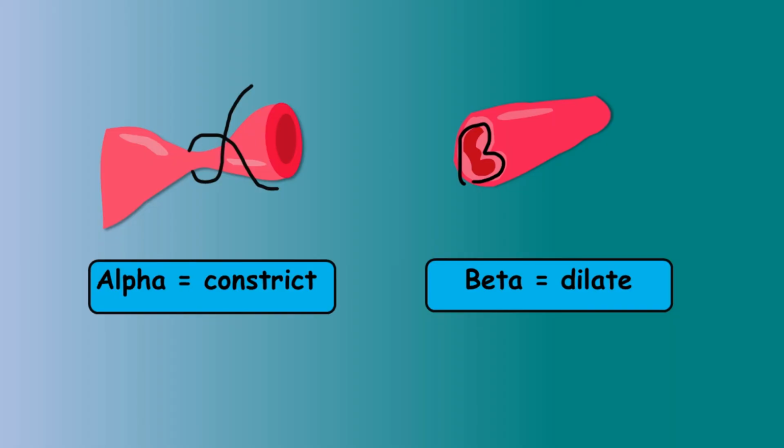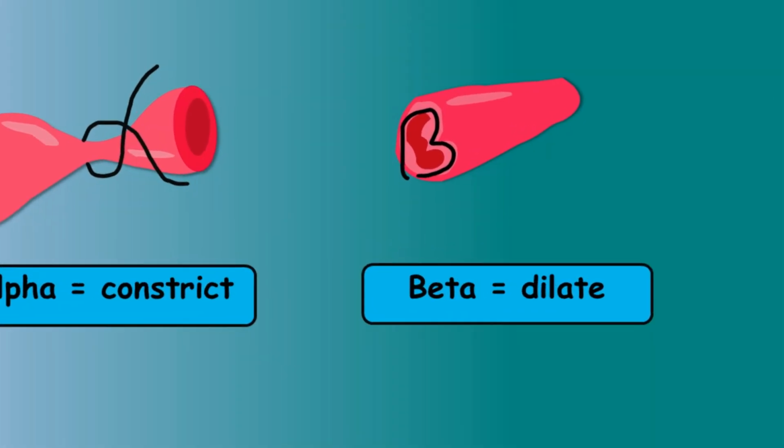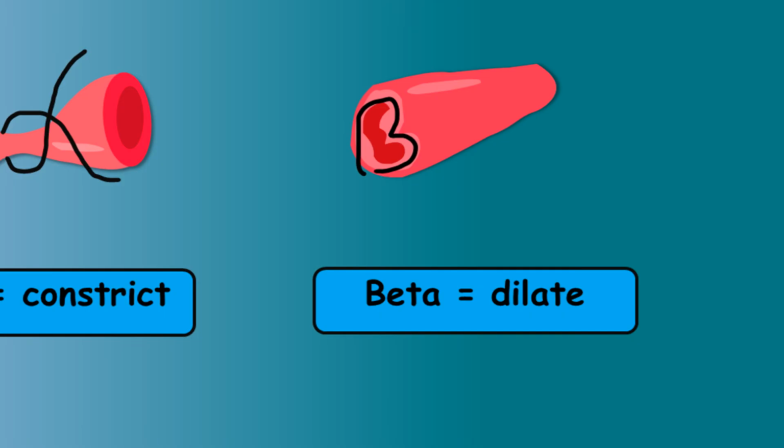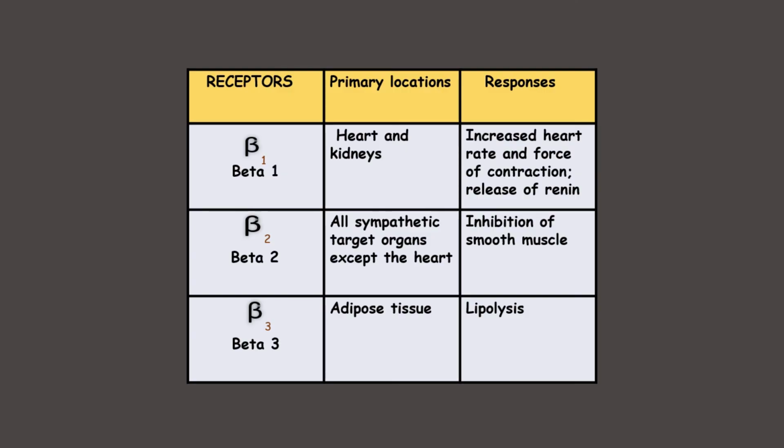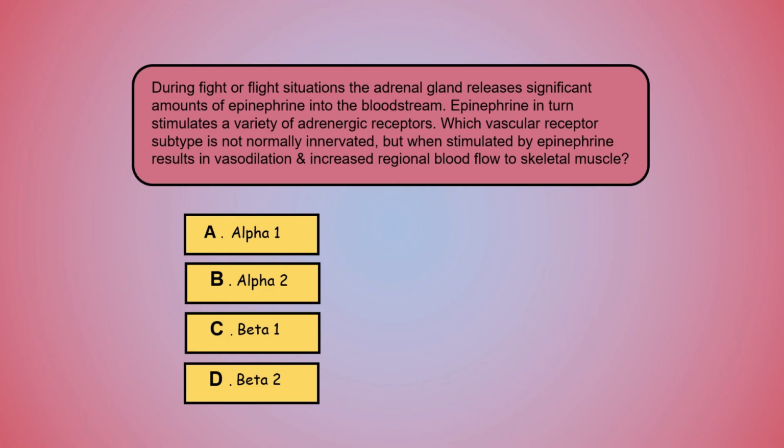The answer is D. We really need to remember this simple mnemonic. As we saw before, alpha receptors constrict blood vessels while beta receptors' response is to dilate the blood vessels. Beta 1 receptors are only found in the heart and kidney, while beta 2 are found in all sympathetic target organs except the heart. And that's all for this video, guys.